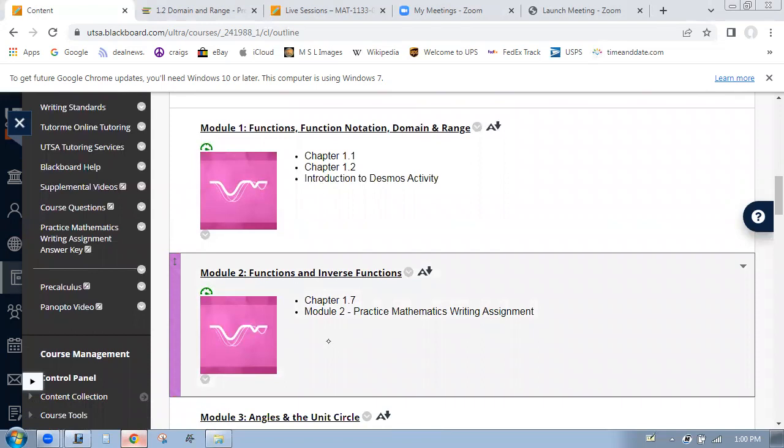And there is this practice writing assignment in module two. So you should download that and start working on that, okay? So in addition to the WebWorks, you have practice writing assignments, where you have to actually write your answers out in math and upload it as a single PDF file there.